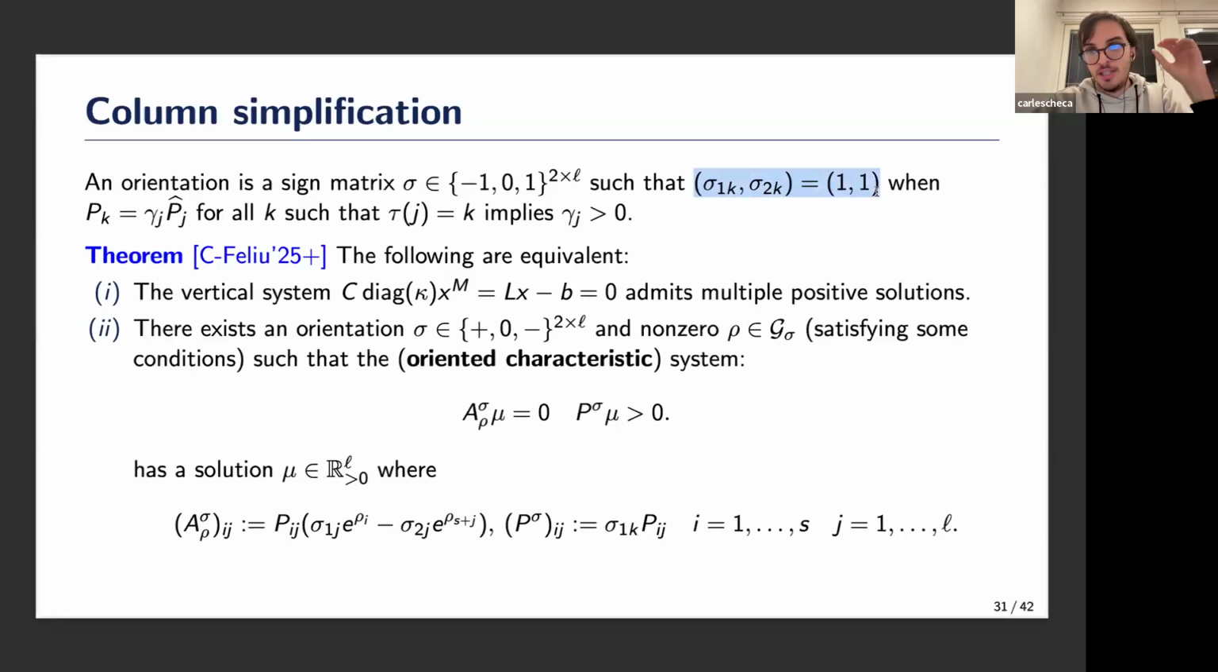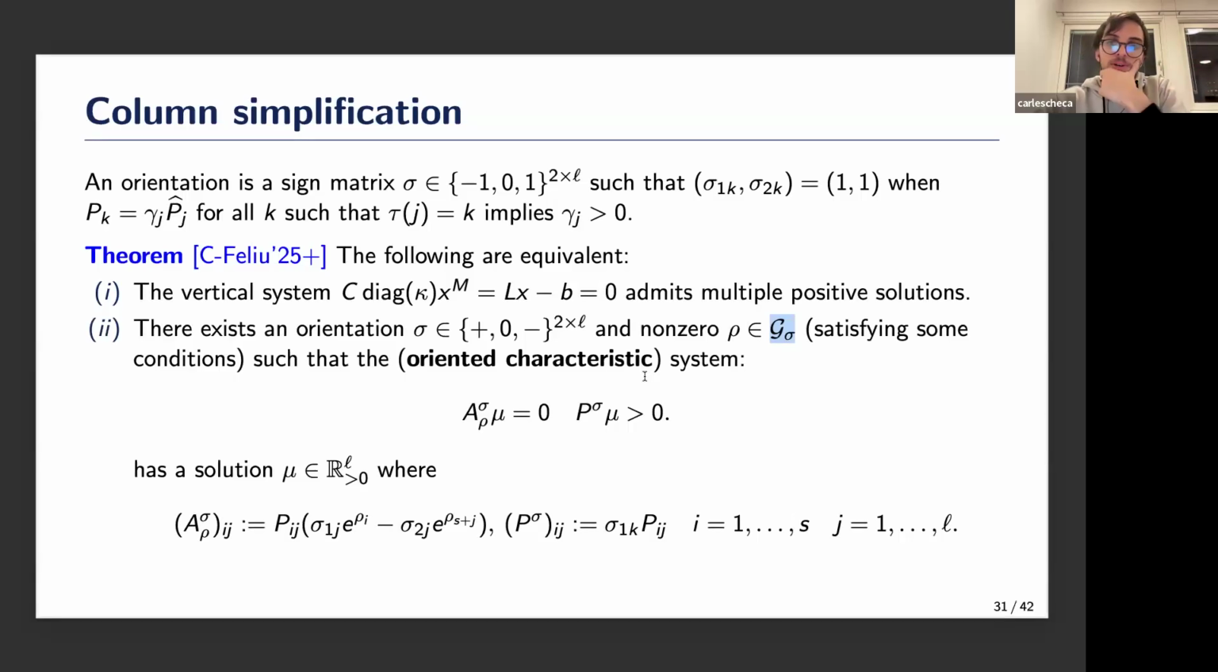In particular, these conditions say that the entries are 1 if and only if the corresponding class of proportionality only has positive elements in its proportional columns. With these orientations, we derive a similar theorem as before for characterizing when the vertical system admits multiple positive solutions. Remember, there exist positive values of the parameters such that there are two distinct positive solutions. And this is if and only if there exists an orientation and a non-zero row lying in this much more complicated set than before.